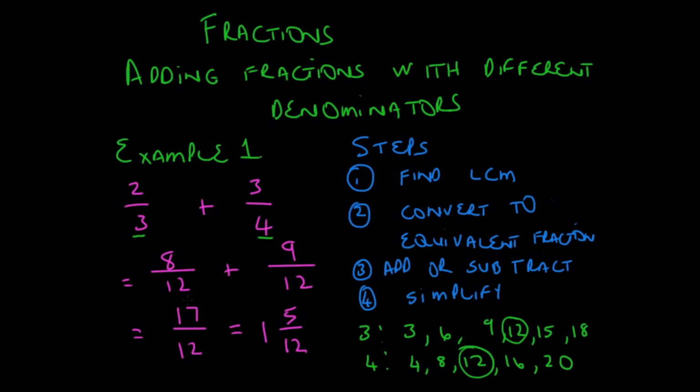What do we do now? We either add or we subtract. So here we need to add. 8 plus 9 is 17 over 12, which is an improper fraction. We need to have it in mixed fraction form, and that gives me 1 and 5 over 12.